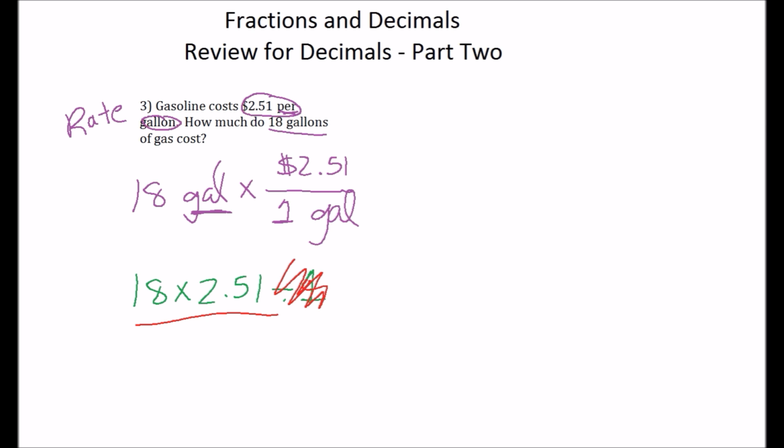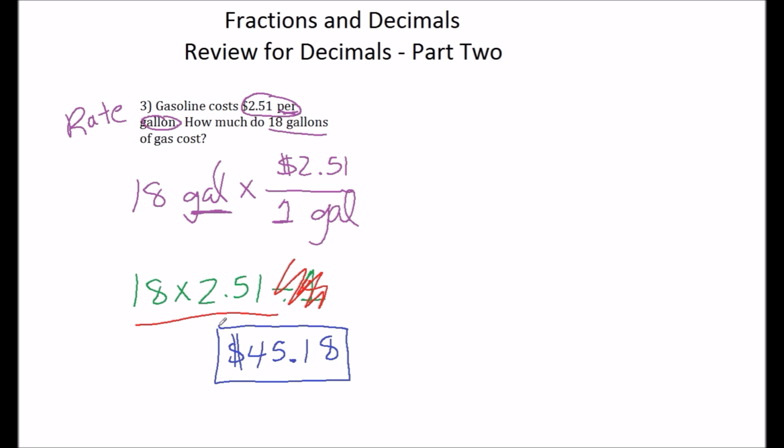This comes out to $45.18 when you do the multiplication. So again, if you just wanted to know that it was multiplication and you feel fine doing the multiplication, you can move on to the next problem. But if you want to see, I will show you how to do that multiplication here.